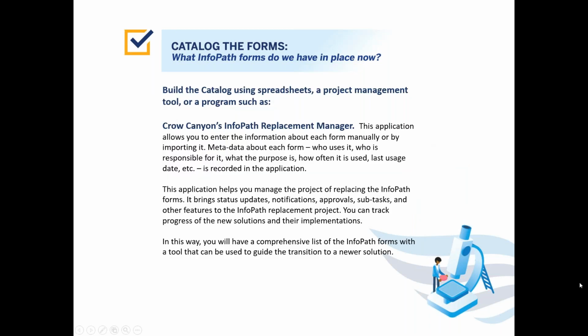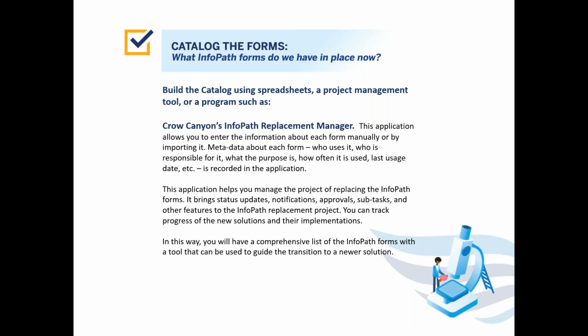What do you do with the catalog? Well, you put it into a project management tool. Well, we have the Crow Canyon InfoPath Replacement Manager, a variation of our project manager tool. I'll show you that. That's going to come only a couple more slides, and I'll get into the project manager. I got that all geared up on the other screen to show you.